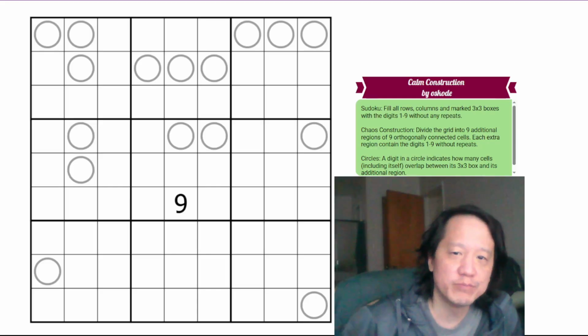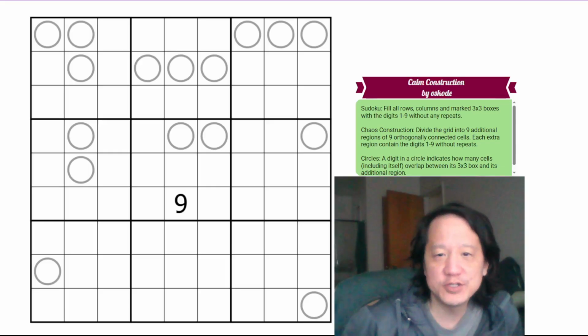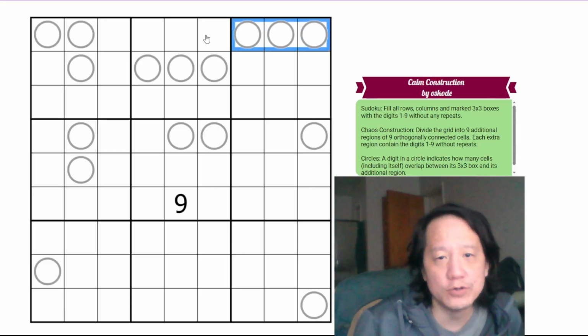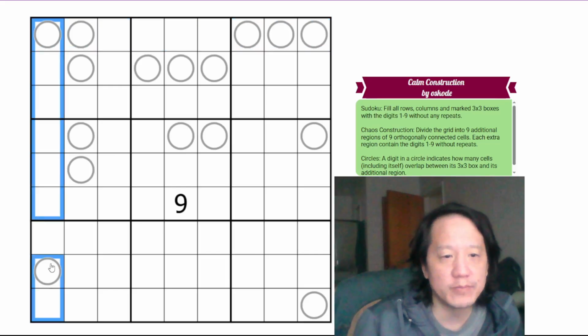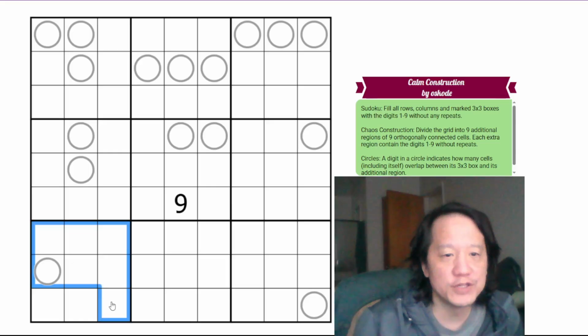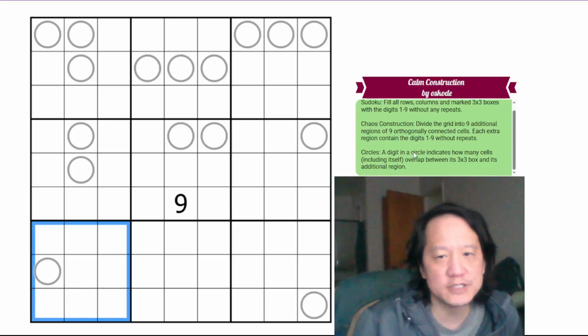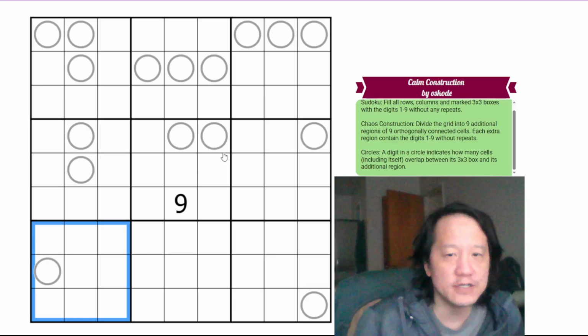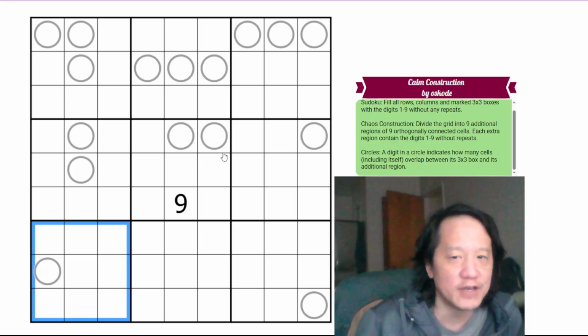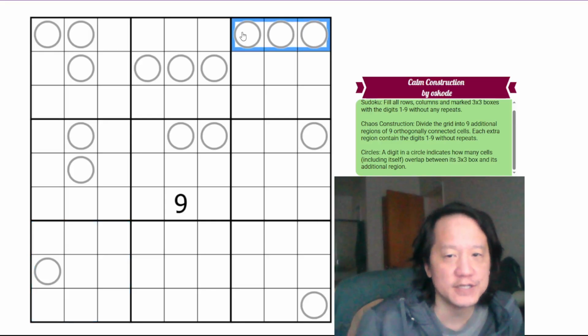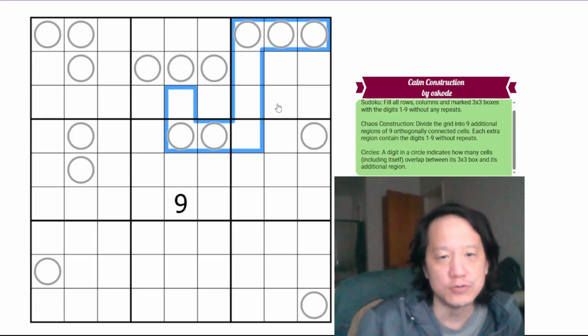It's called Calm Construction by Oscode. And here are the rules. We have Sudoku, where we need to fill all rows, columns, and marked 3x3 boxes with the digits 1 through 9 without any repeats. We have Chaos Construction, where we need to divide the grid into 9 additional regions of 9 orthogonally connected cells. And each extra region contains the digits 1 through 9 without repeats. So in addition to normal Sudoku rules, we also have chaos construction rules on top of it.